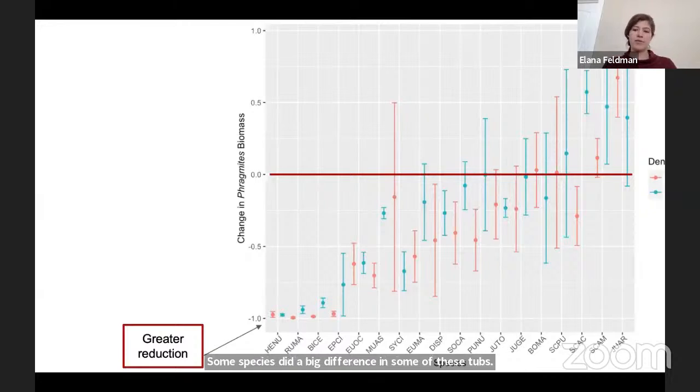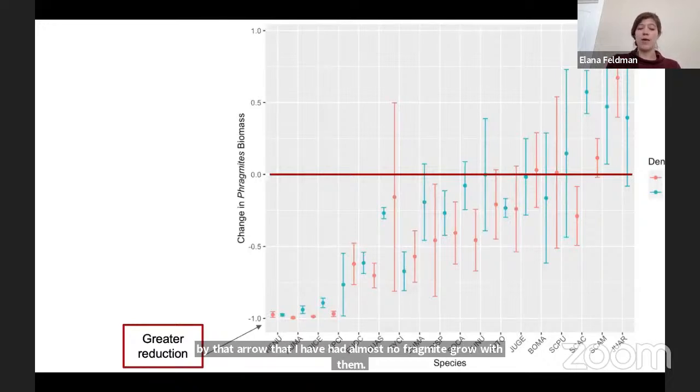So here's a graph of my results. The x-axis is looking at all 18 of the species that I planted. The y-axis is change in Phragmites biomass. So anything that's below that red line means that the native plant that the Phragmites was planted with caused less Phragmites to grow. And you can see that some of those plants down by that arrow that I have had almost no Phragmites grow with them. So they had almost a 100% reduction in Phragmites biomass.